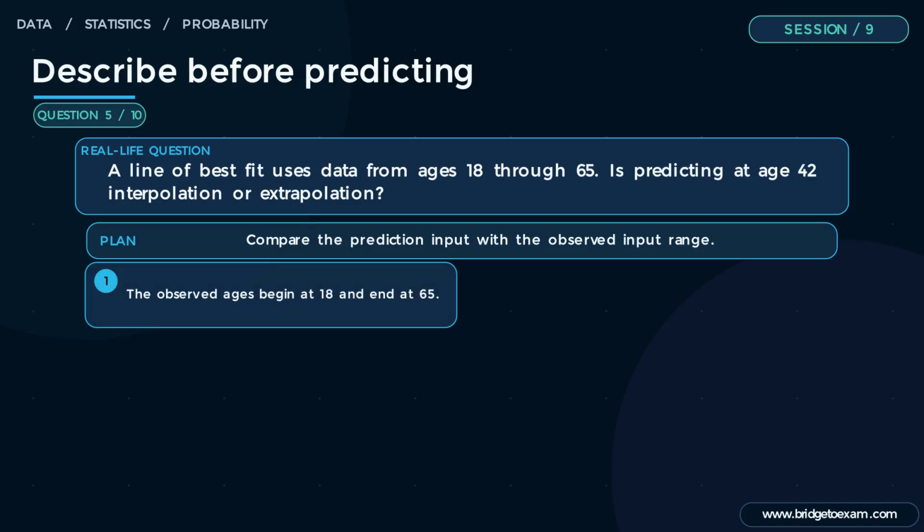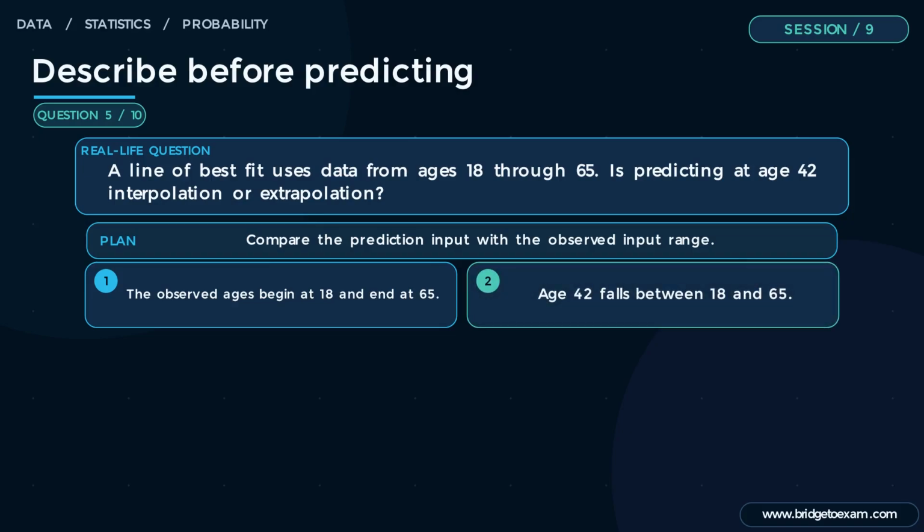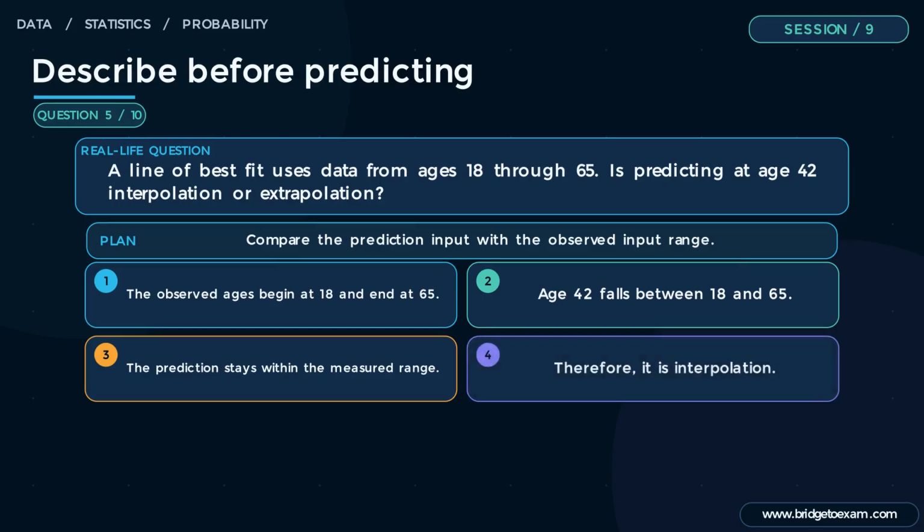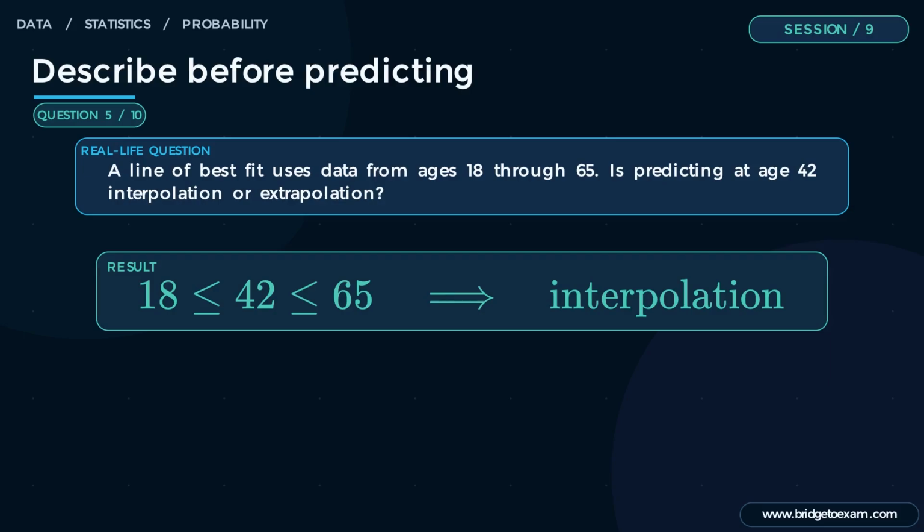Step 1. The observed ages begin at 18 and end at 65. Step 2. Age 42 falls between 18 and 65. Step 3. The prediction stays within the measured range. Step 4. Therefore, it is interpolation.